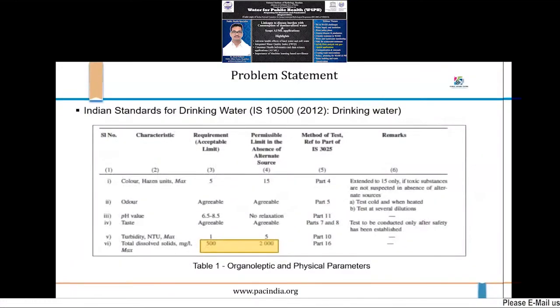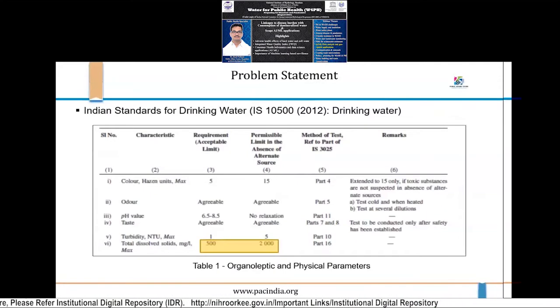And there is no dearth of standards, or no limitation of saying that there are no standards for water. The Indian water standards 2012 clearly indicate what should be the organoleptic and physical properties of water: the color, odor, pH, taste. Some of them are objective, while color and odor are subjective in some ways, but still standards are available.